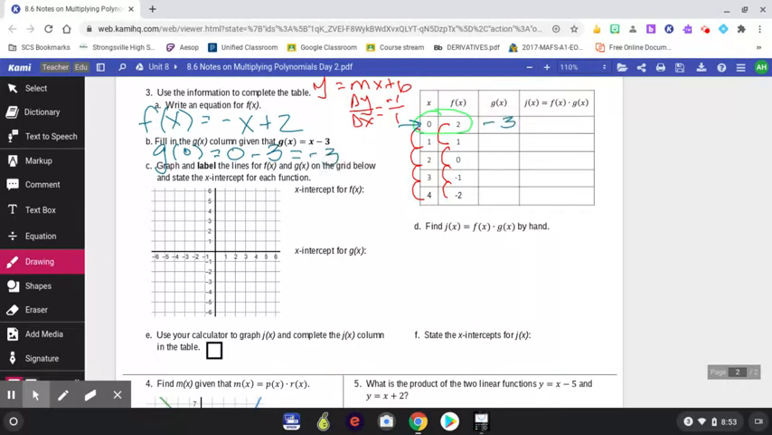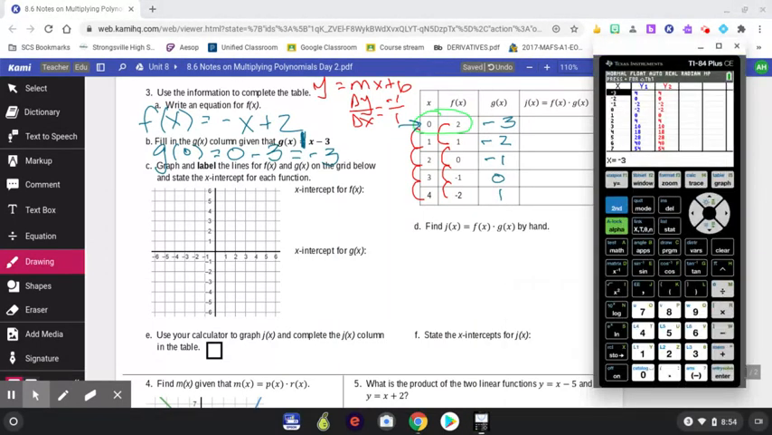And I could continue doing this. I could evaluate g of 1, g of 2, g of 3. I also noticed that I have a slope of 1, which means that my outputs are changing by 1 as my x values are changing by 1. So I could just add 1 to each of these. That would be the pattern relating to the slope.